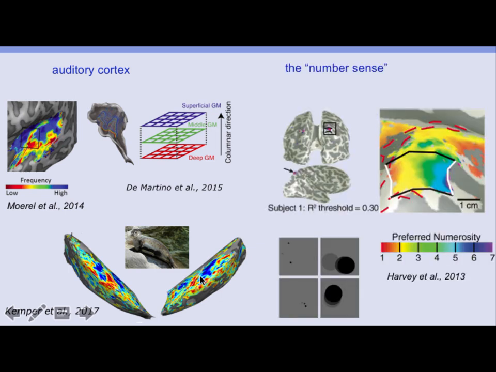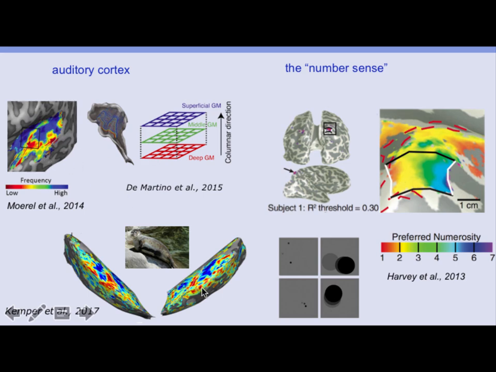A more cognitive example might be the study here looking at the number sense, where within this small part of the parietal lobe, people seem to have this numerosity sensitivity. And if people see different numbers of objects, it's mostly the lateral part here that is preferably responding to large numbers, while smaller numbers are more represented in the more medial parts here.